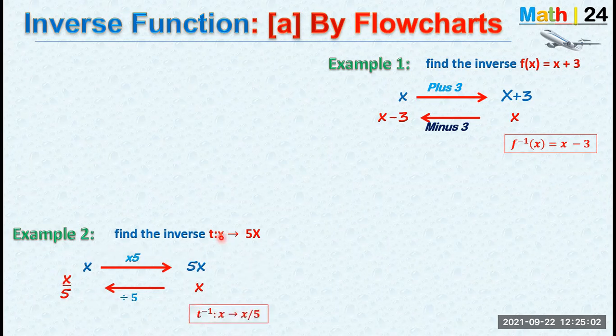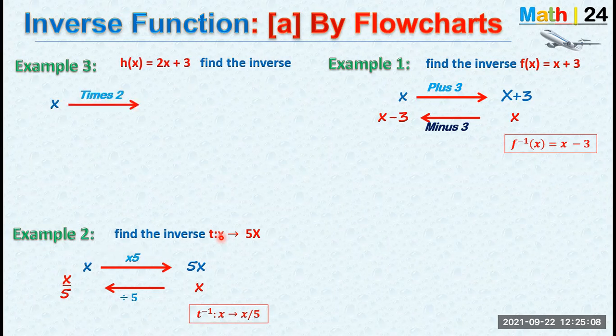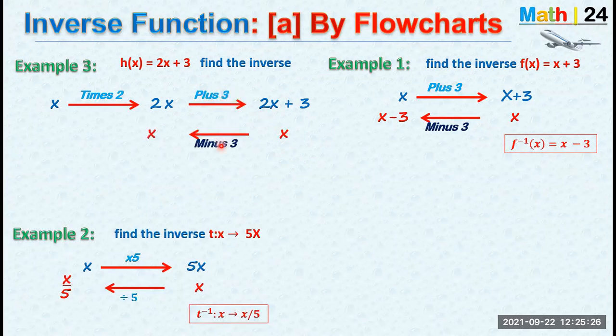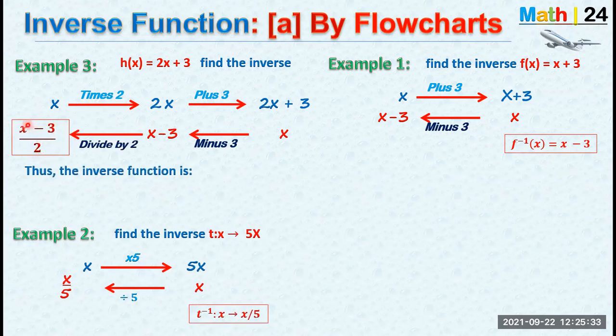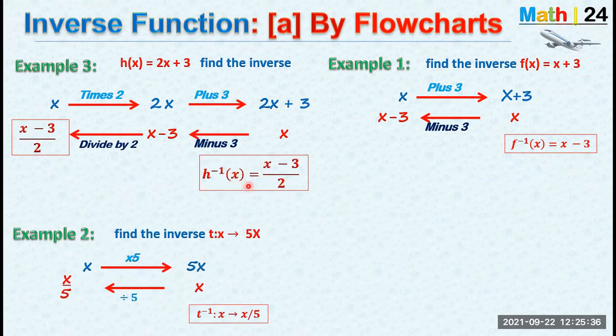Example 3, we have the function 2x plus 3. To find the inverse, we first of all take x, we multiply it by 2 to have 2x, but we are not yet at 2x plus 3. So after multiplying by 2 to have 2x, we now add 3, we have 2x plus 3. For the inverse function, we start at the end and take the last operation. So we start with x, the last operation is plus 3, so the inverse is minus 3. That will give us x minus 3. Now, instead of multiplying by 2, we divide by 2 to have x minus 3 on 2. This is the inverse function, written as h inverse of x equals x minus 3 on 2.